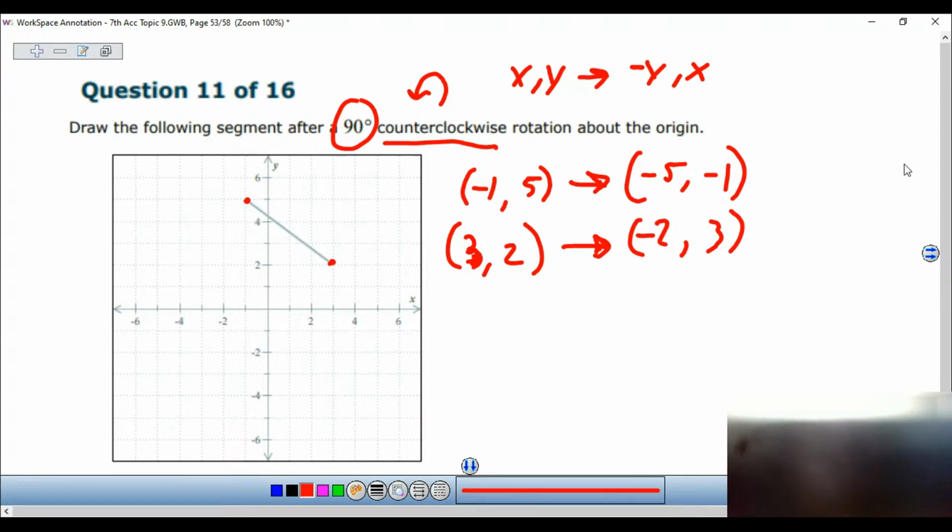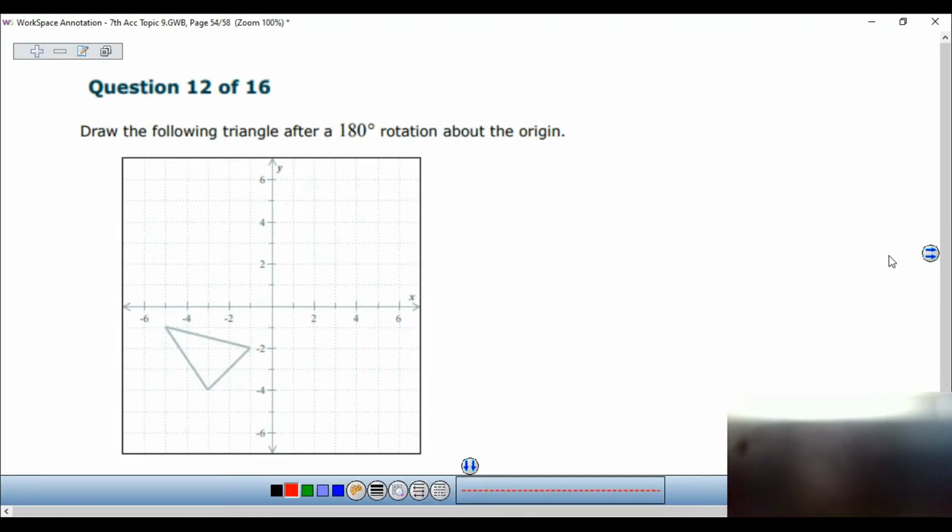Let's go ahead and draw our new points. So we have -5 and -1. We have -2 and +3. And that, my friends, is our new line. There it is. Excellent. All right. Let's go ahead and move on to number 12. We're almost there, guys. We're getting through it.